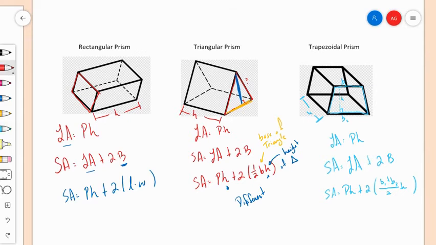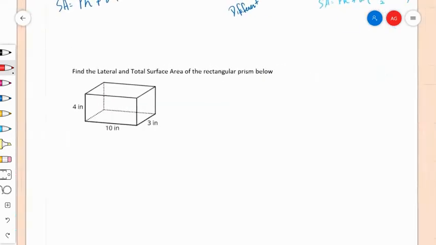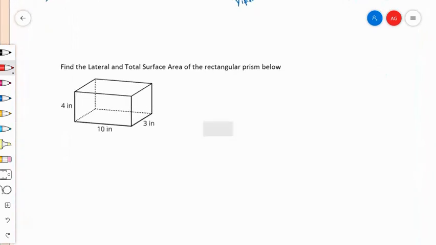So let's go ahead and attempt our first problem here. For the first problem, it says find two things: one, the lateral area, and two, the total surface area of the prism below. The first thing is to identify the base. My base here is this rectangle, and because I know it's parallel and congruent to the other base, I have the dimensions that I need.